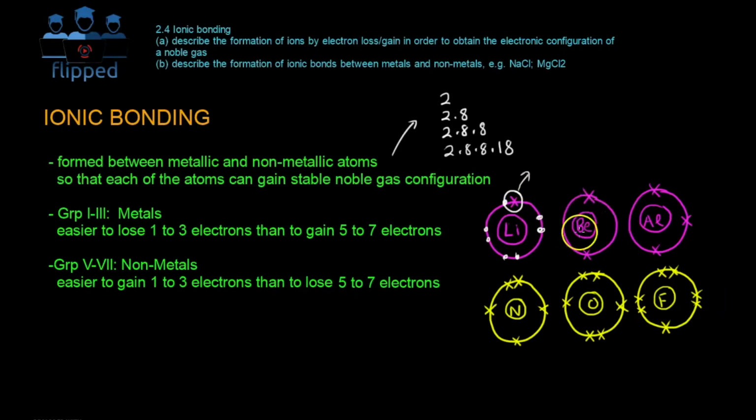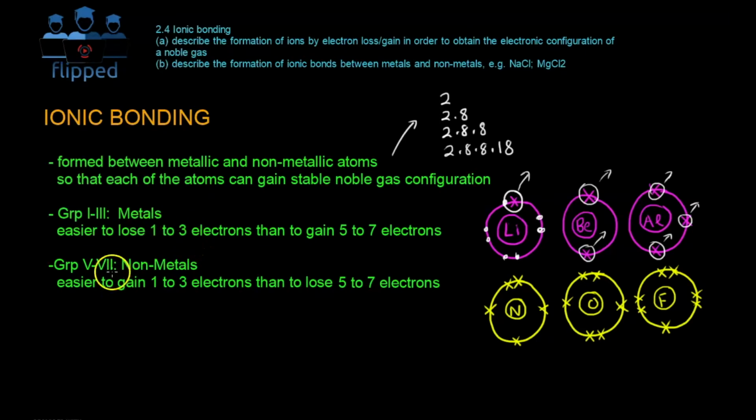In the case of beryllium, it has 2 valence electrons, so it makes sense for the beryllium atom to donate these 2 electrons away rather than to collect 6 more electrons, because that would take more energy. Same for aluminium: it would rather donate these 3 electrons than collect 5 more electrons to form 2,8. It doesn't want that because it takes too much energy to take in 5 electrons. So you can see that group 1 to 3 metals would rather lose the electrons in their valence shell than gain electrons. That's the characteristic of group 1 to 3 elements.